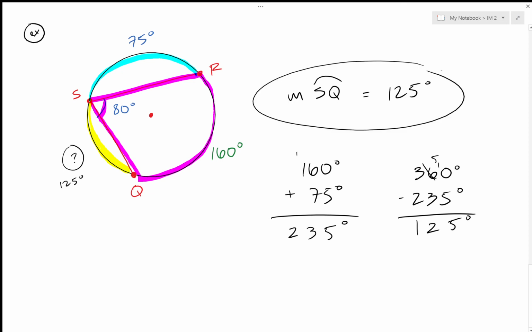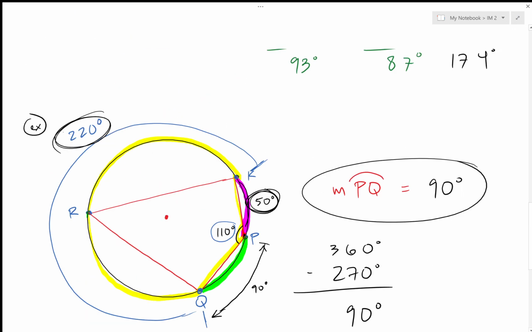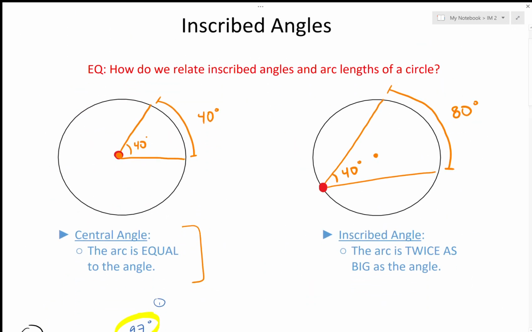So the yellow piece, 125 degrees. So the big thing to remember from this lesson and the lesson before: central angles are the same size, 40 and 40. Inscribed angles that go all the way across, 40 and 80, are twice as big. All right.